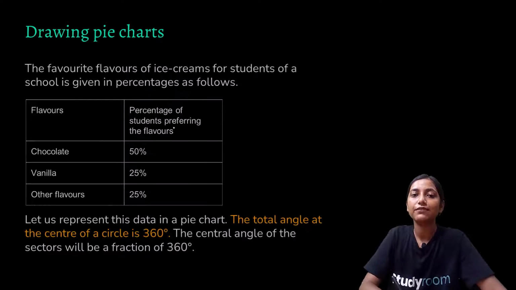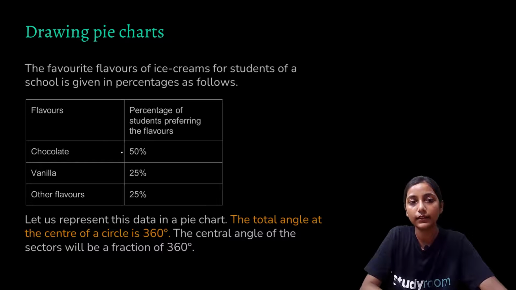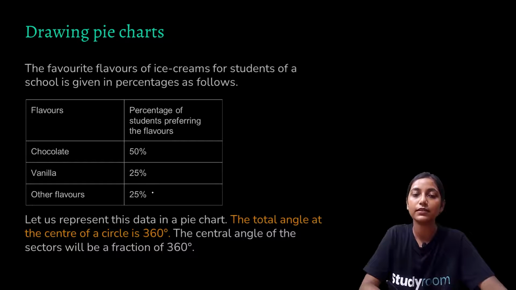The favorite flavors of ice creams for students of a school is given in percentages as follows. We are given the percentages of the students of a school who like these particular flavors of ice creams. So flavors are chocolate, vanilla and other flavors, and the percentage of students preferring the flavors are 50%, 25% and 25% respectively. Let us represent this data in a pie chart.